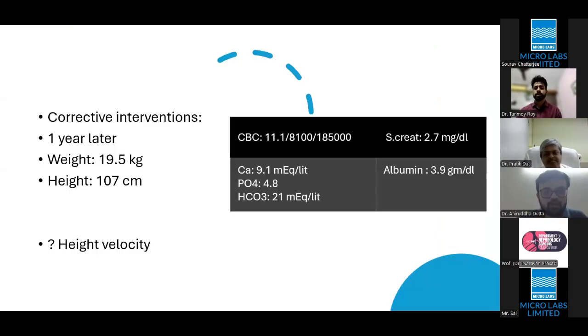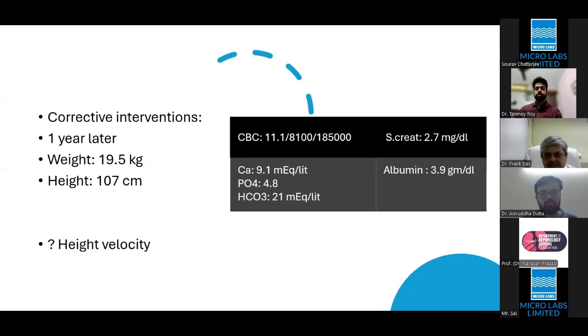Read it. You gave corrective interventions, and after 1 year, these are the findings. Kindly go through. Weight is now 19.5, height is 107 centimeter. Hemoglobin is 11.1, total count is 8,100, platelet is 1,85,000. Creatinine has increased to 2.7. Albumin is 3.9, calcium is 9.1, phosphorus is 4.8, bicarbonate is 21.